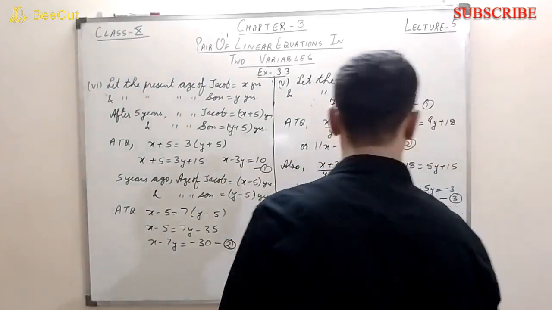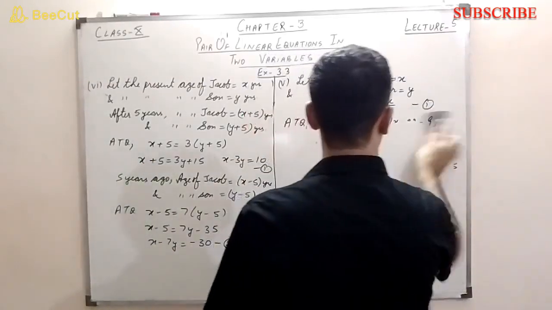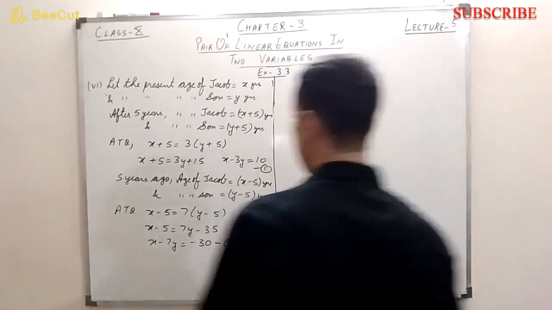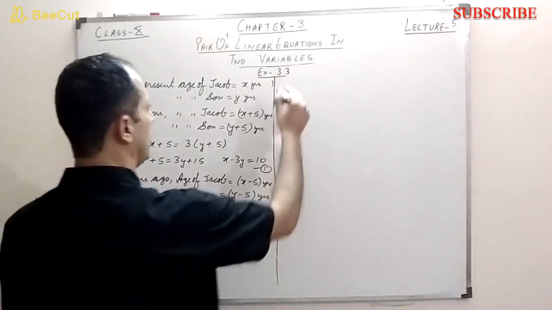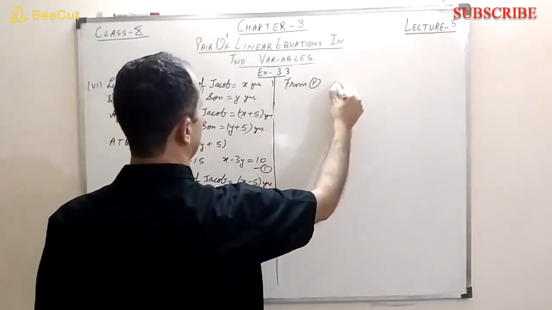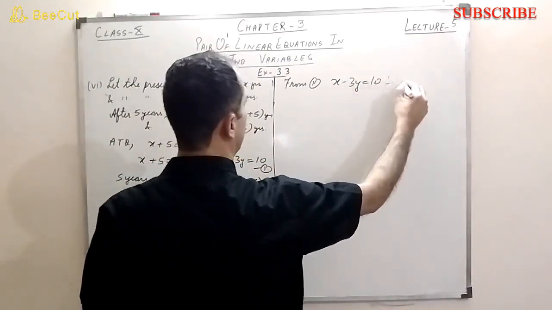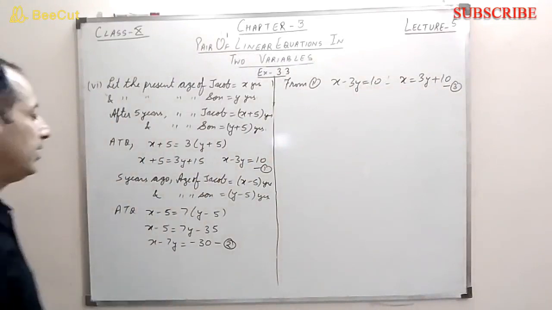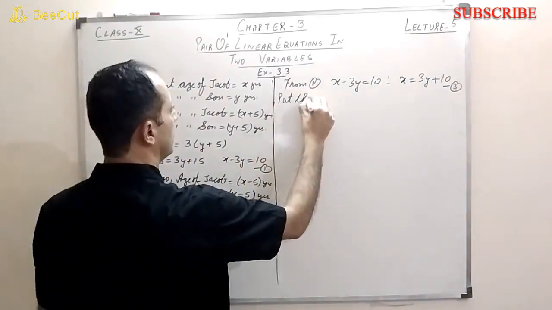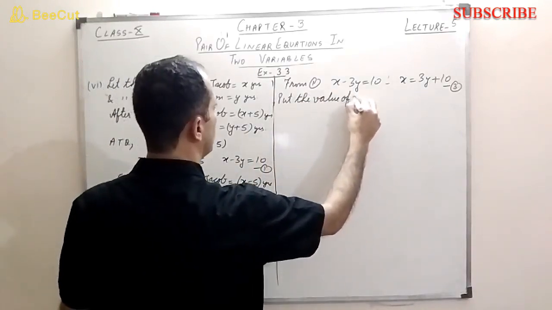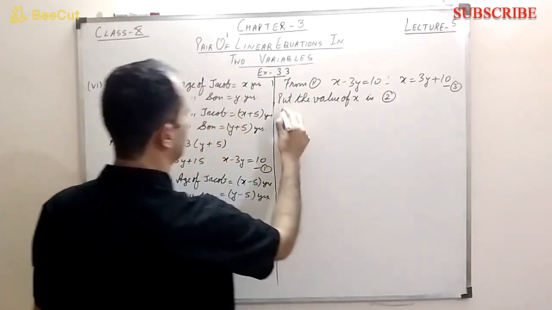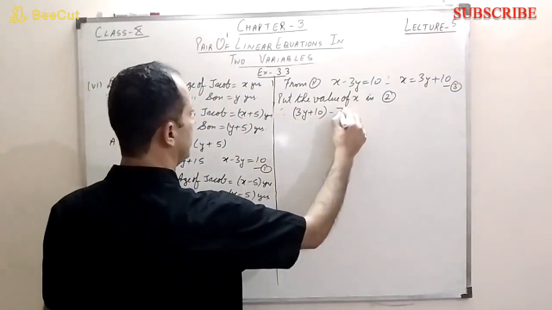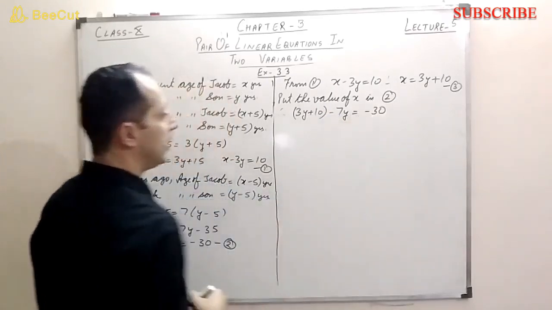Now let's simplify the two equations. From the first equation, x minus 3y is 10, therefore x equals 3y plus 10. I substitute this value of x from equation 1 in the second. Put the value of x in 2. So therefore, this is 3y plus 10 minus 7y equals minus 30.